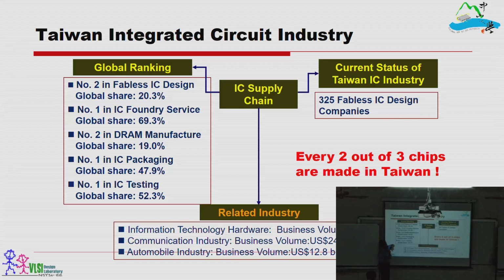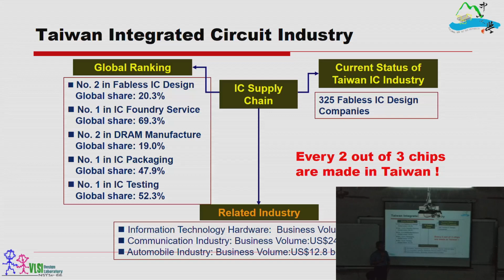And number 2 in IC design, next to America. America has like 60% because they have Qualcomm, okay? They have Broadcom, all right? And they have ARM, these kinds of big-name companies. Number 2 in DRAM, okay? Number 1 is Korea, which I hate most, okay?